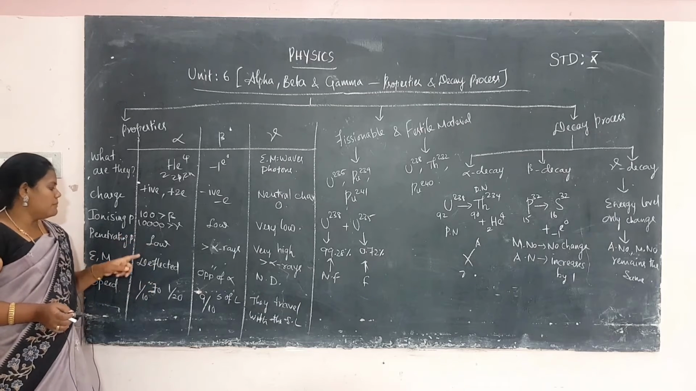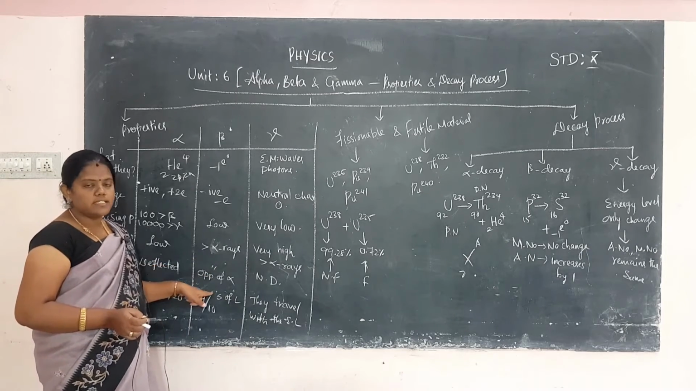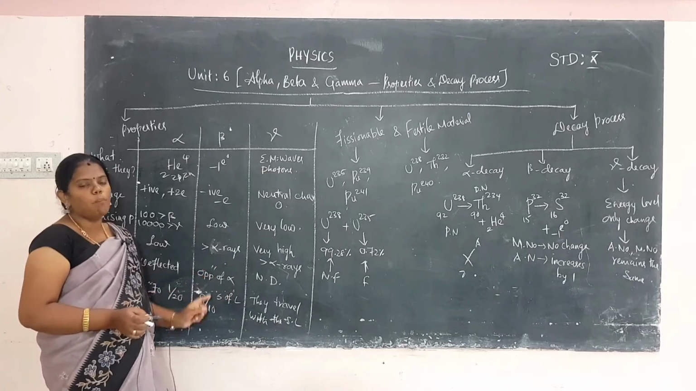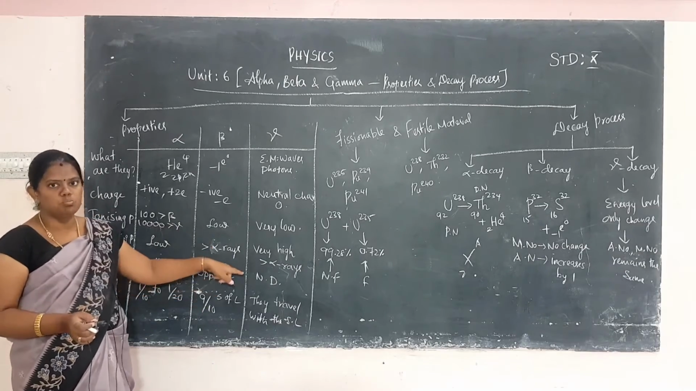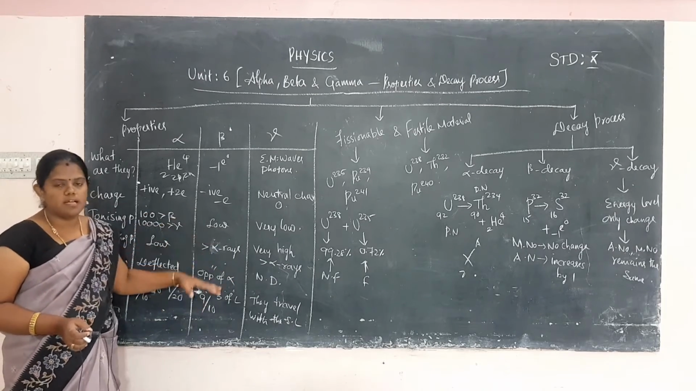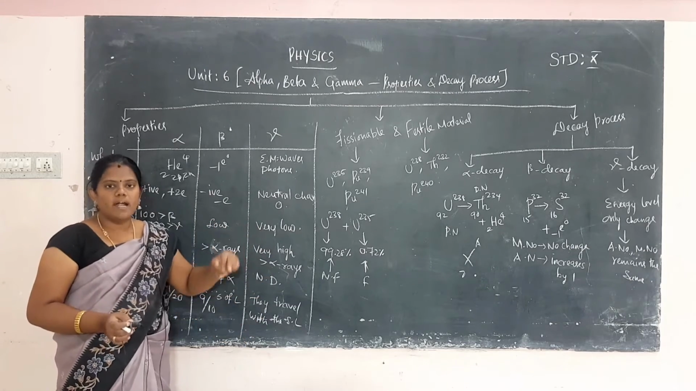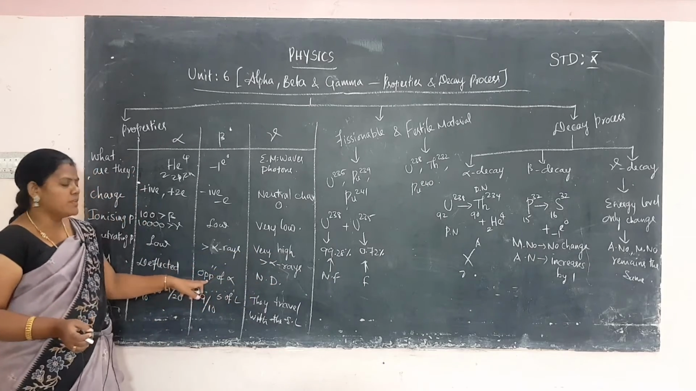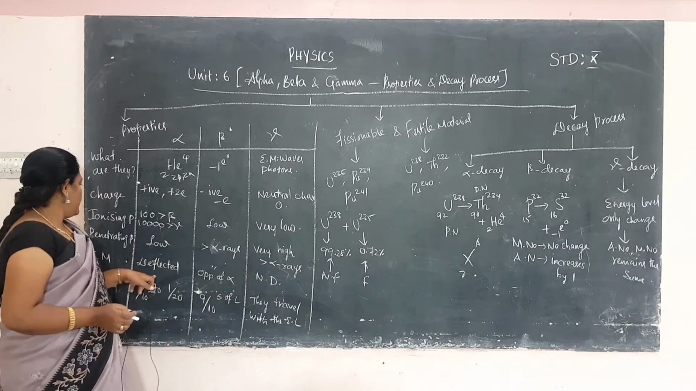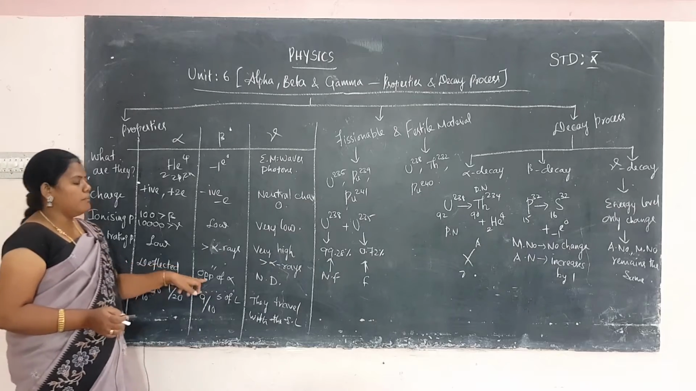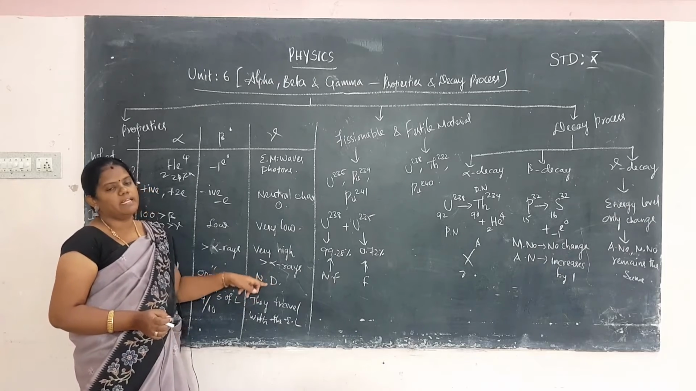Alpha rays are deflected by electric field and magnetic field, and beta rays are also deflected, but the direction of deflection is opposite to that of the alpha rays. So alpha and beta rays are definitely deflected by the electric and magnetic field, but in opposite directions. And gamma rays are not deflected by the electric field and magnetic field.